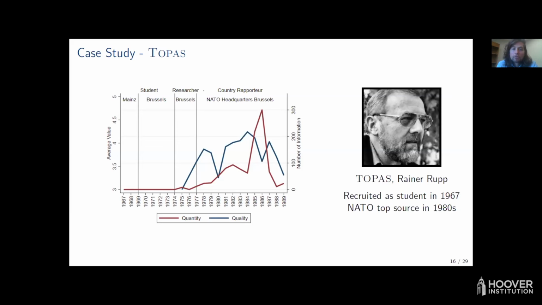And then he was first a student in Mainz for a couple of years. That's where they hired him. Then they moved him to Brussels, and they had something in mind, of course. And then he became a researcher in Brussels. And then 10 years after they had hired him initially, they were able to place him at the NATO headquarters in Brussels, where Topaz would become the most valuable source on military strategy, probably on the entire eastern side during the Cold War.